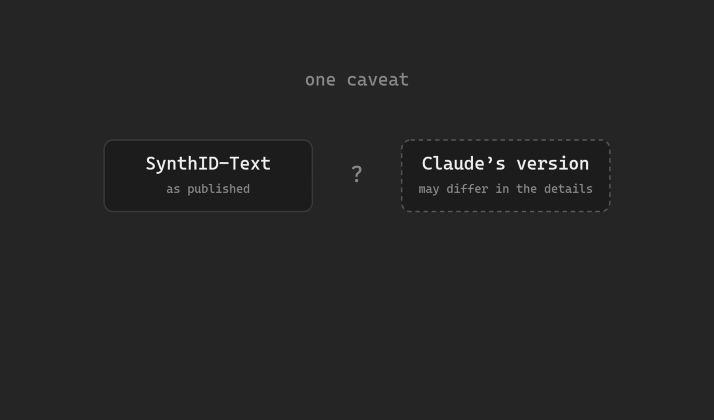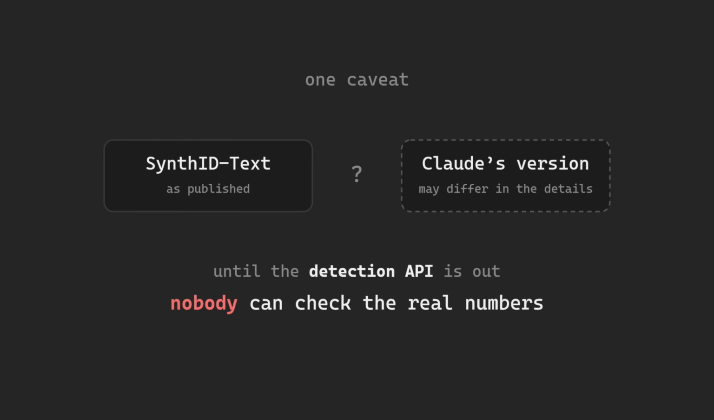And what I showed you is SynthID Text as it was published. And Anthropic says there is a version of it, so the details and the scores could differ. Until the detection API is out, none of us can check the real numbers.